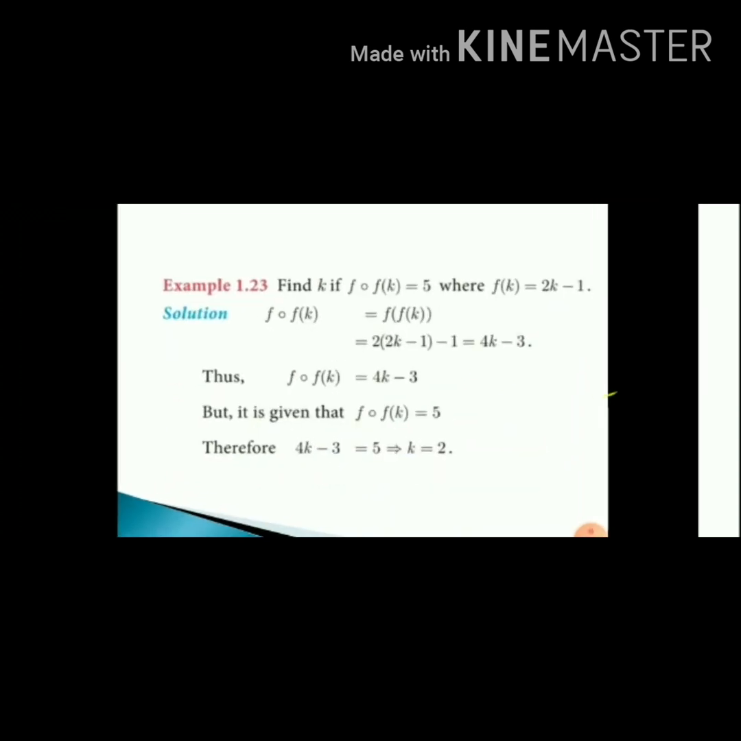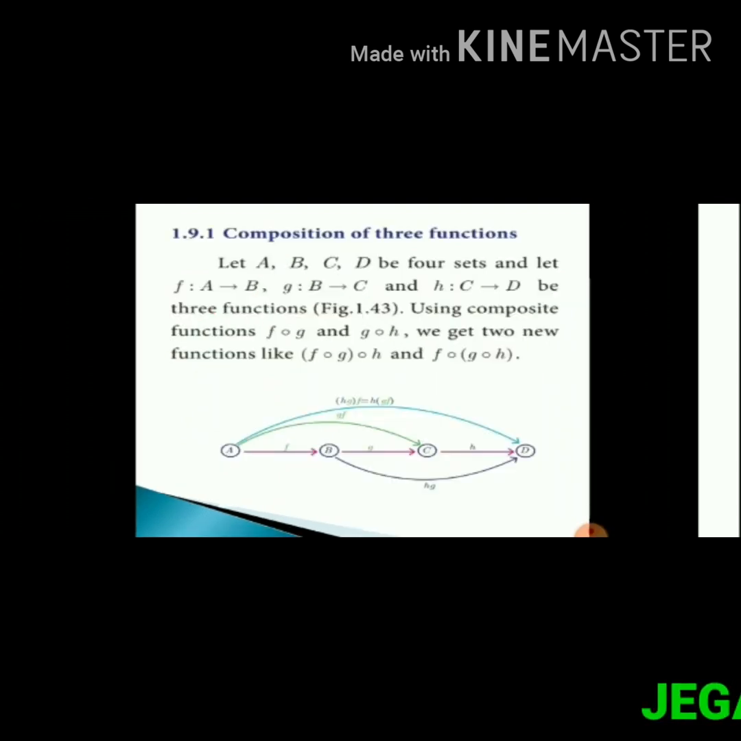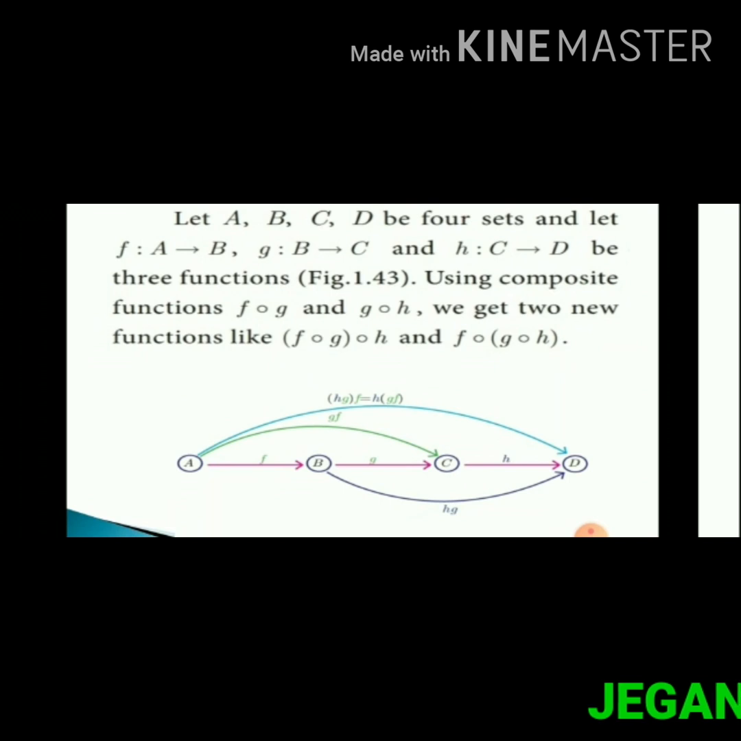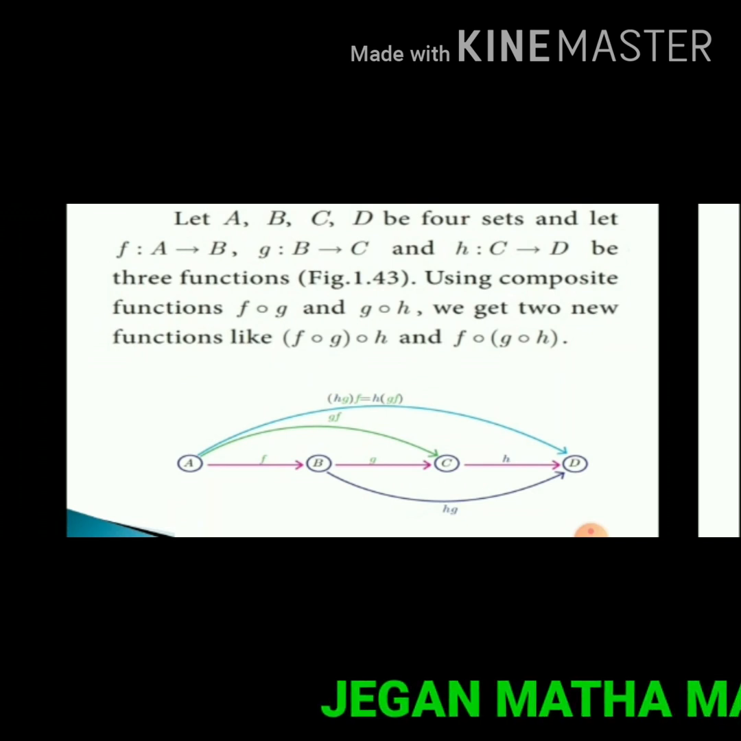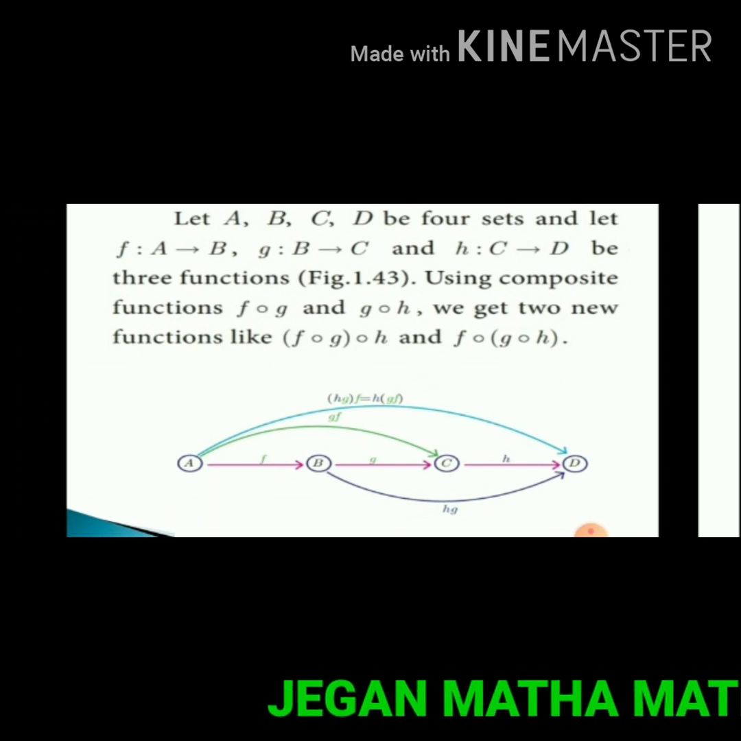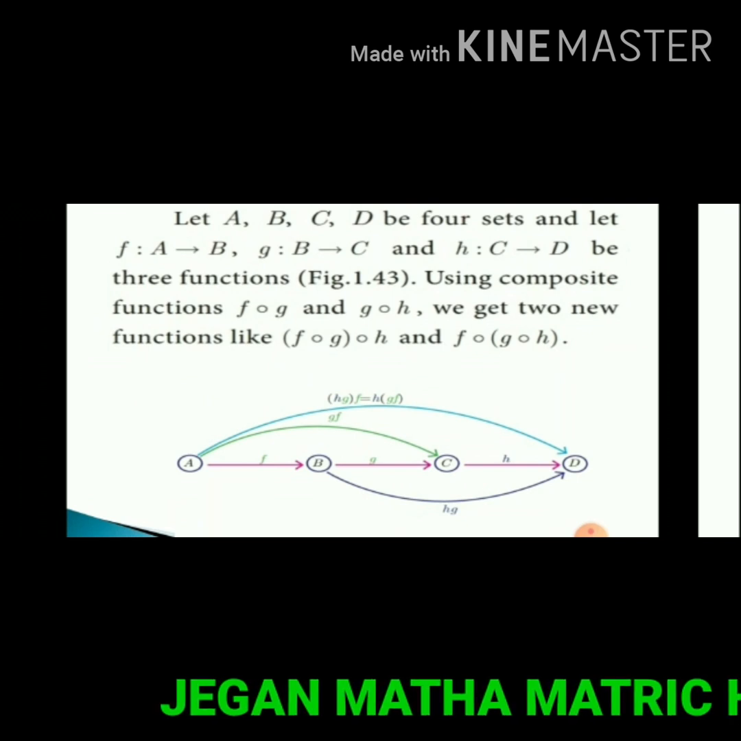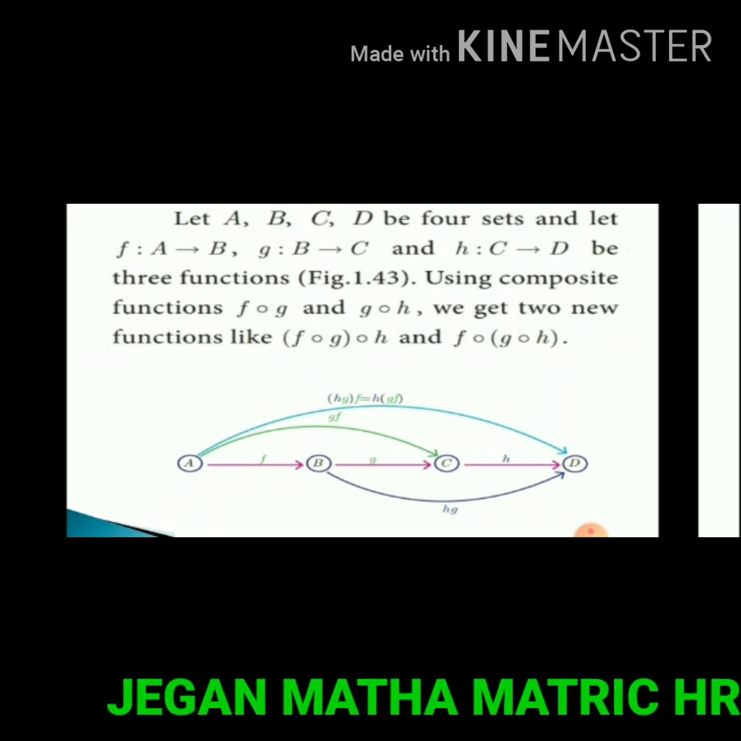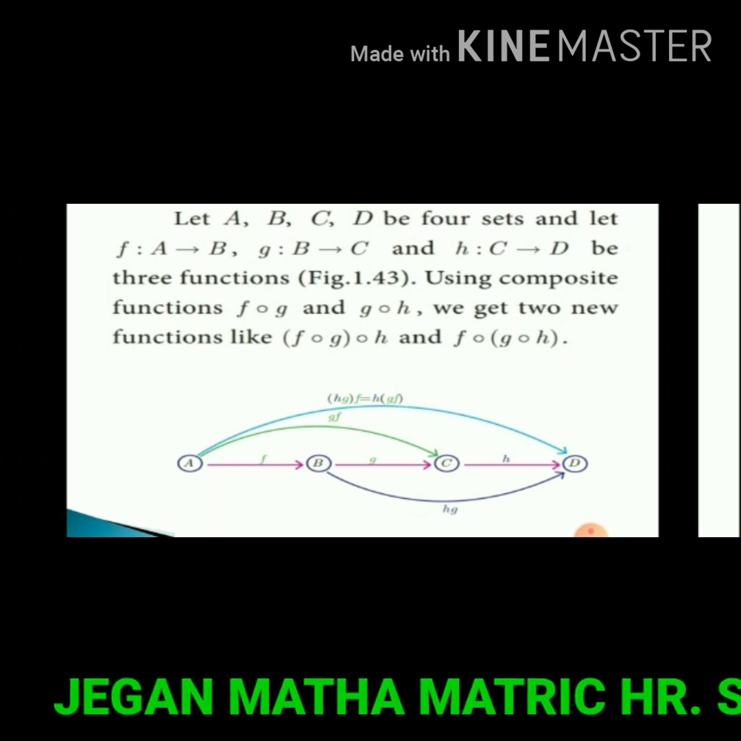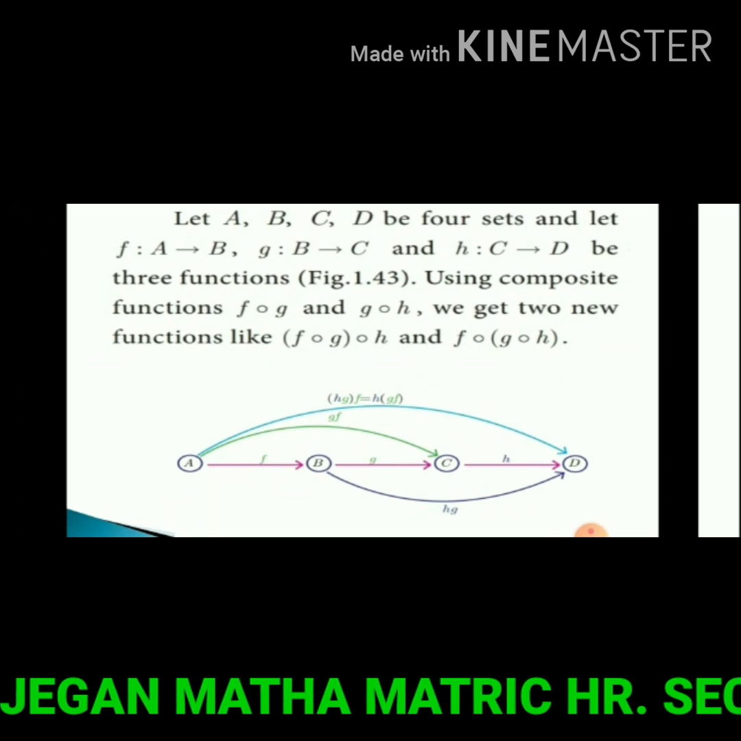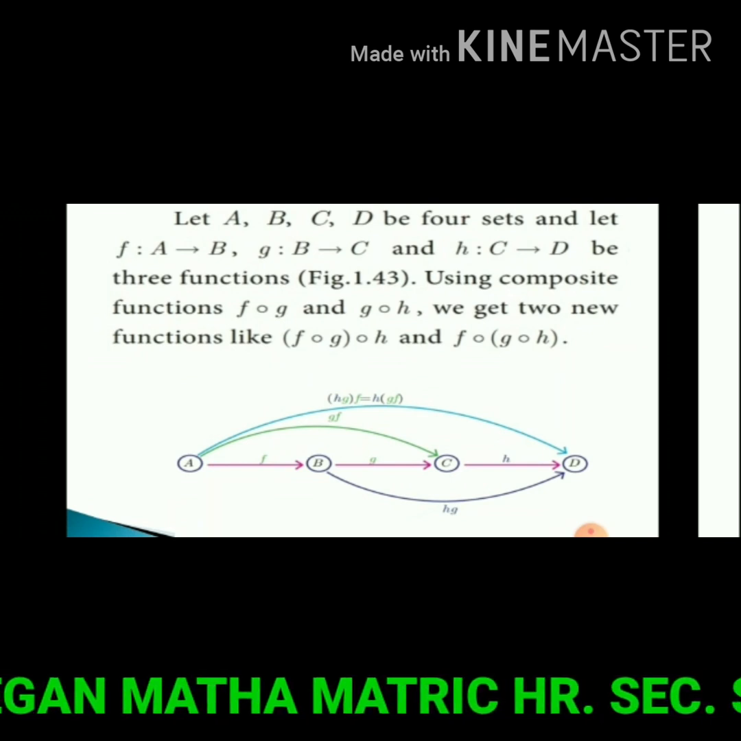Next I explain composition of three functions. Let A, B, C, D be four sets and let f from A to B, g from B to C and h from C to D be three functions. Using composite functions f dot g and g dot h, we get two new functions like (f dot g) dot h and f dot (g dot h). We observe that the composition of functions is not commutative, but composition of three functions is always associative. That is, (f dot g) dot h is equal to f dot (g dot h).